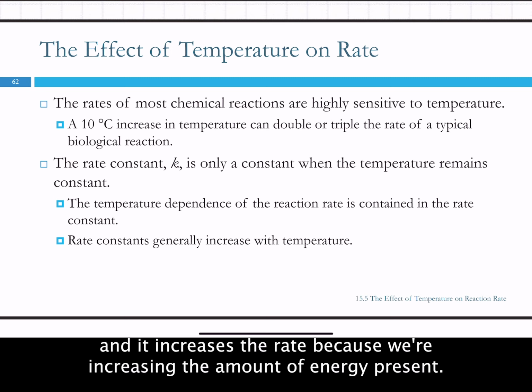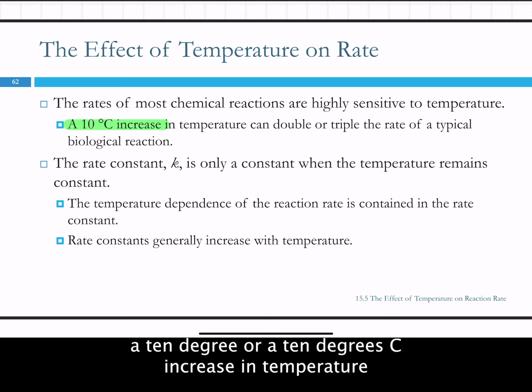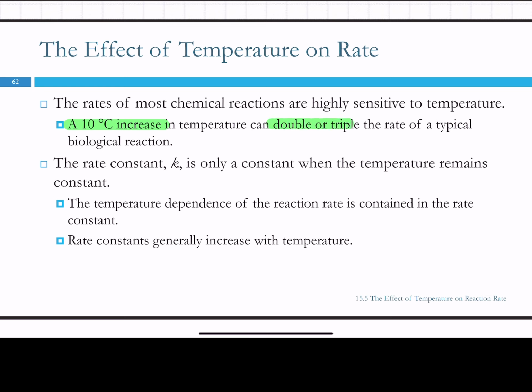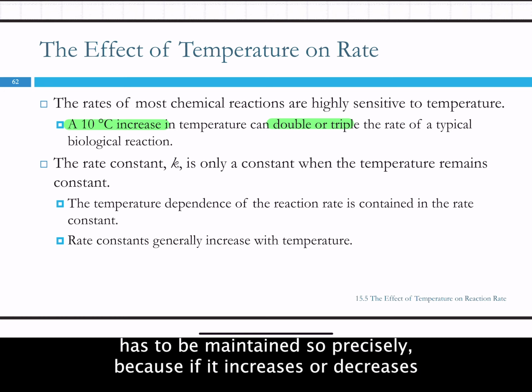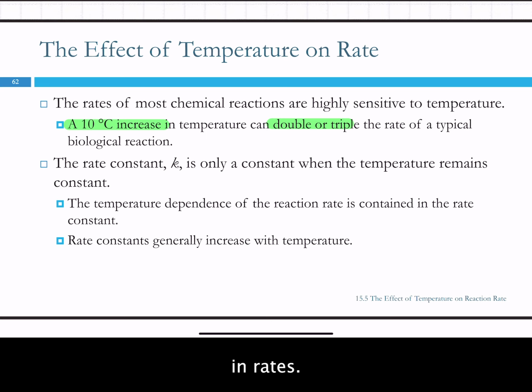And it increases the rate because we're increasing the amount of energy present. As a rule of thumb, a 10 degree C increase in temperature can double or triple the rate of a typical reaction. This is part of why body temperature has to be maintained so precisely, because if it increases or decreases wildly, then you get massive increases or decreases in rates.